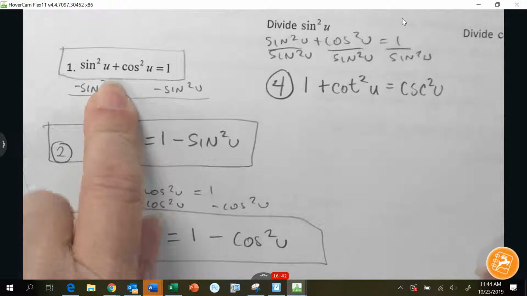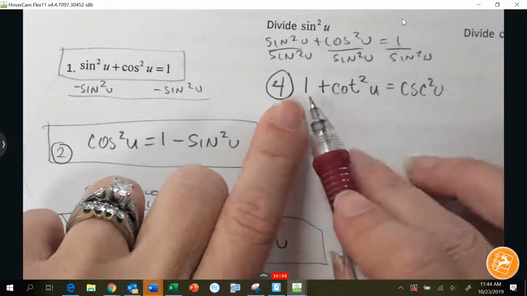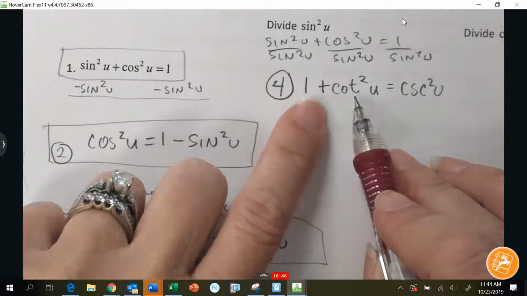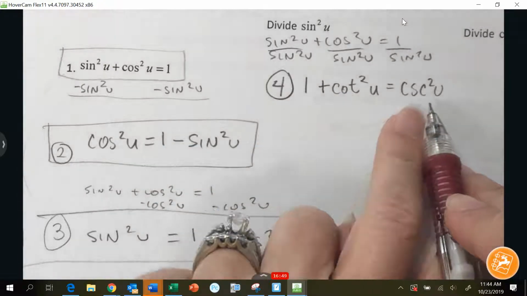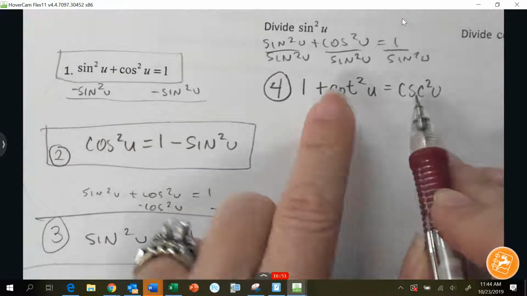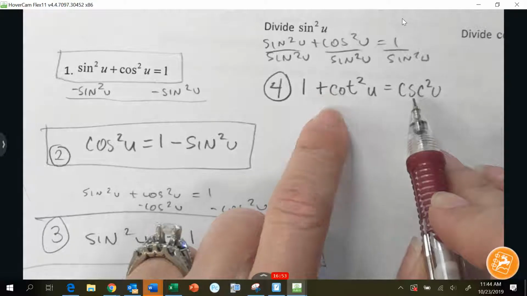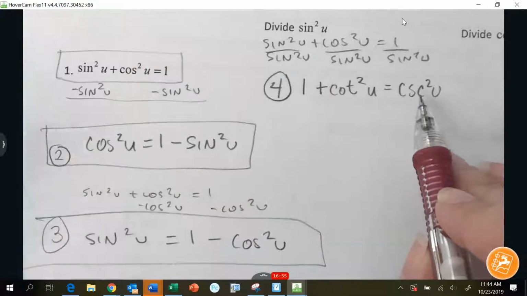So now we have a completely different looking identity, but it is coming from this Pythagorean identity. So if you ever had, like in one of these problems, 1 plus cotangent squared u, and you wanted to make it easier, you could simplify it by putting in cosecant squared u. These are exchangeable. You can substitute with things. That's why we're learning these. We're going to make problems easier.